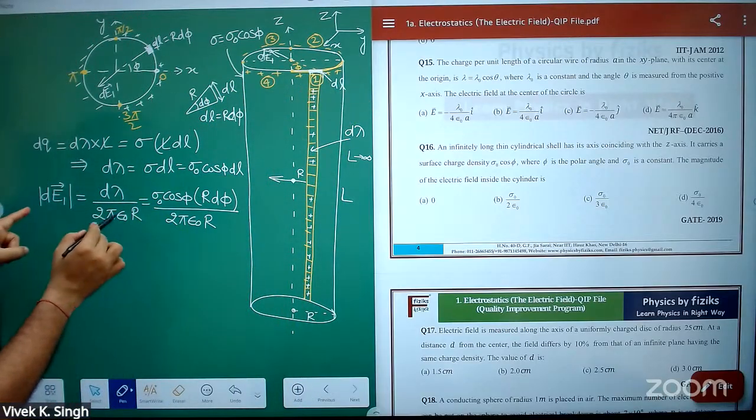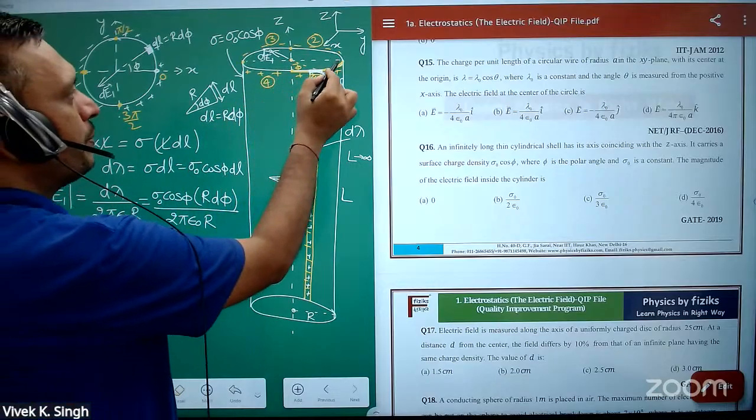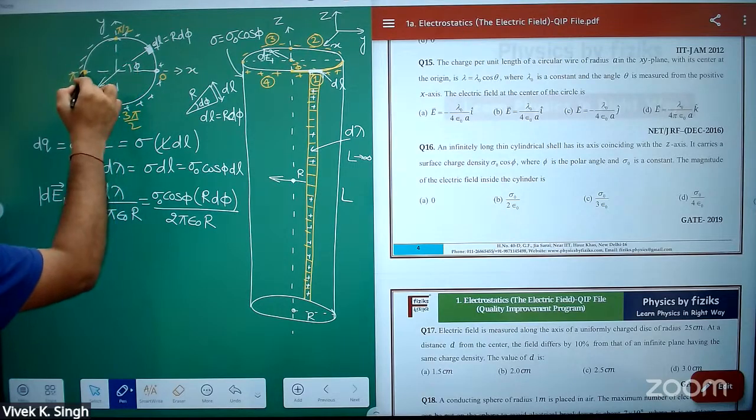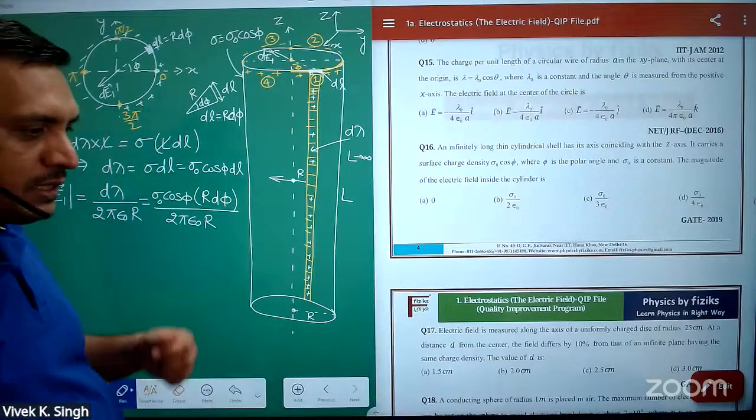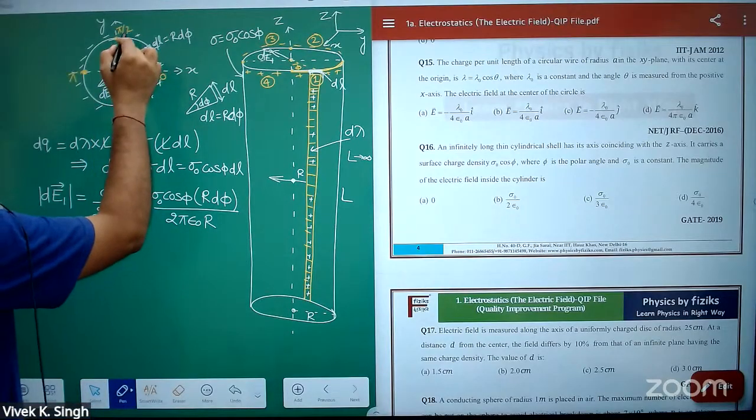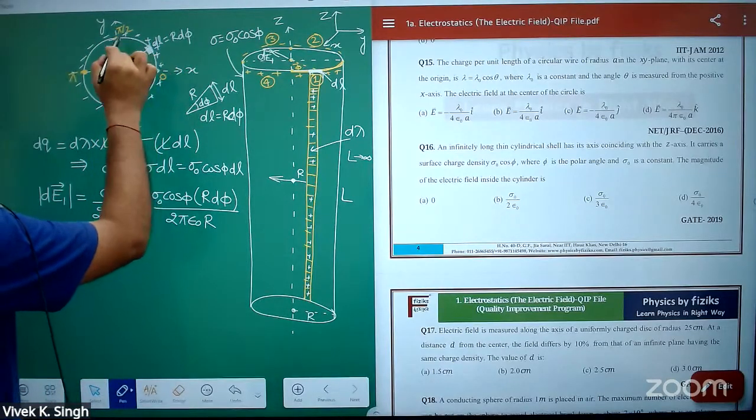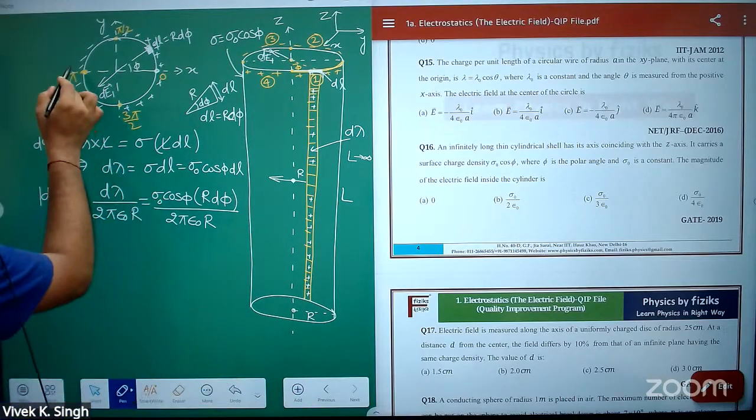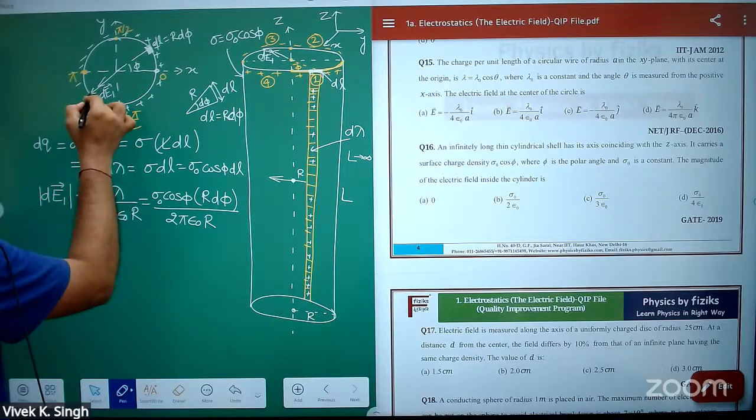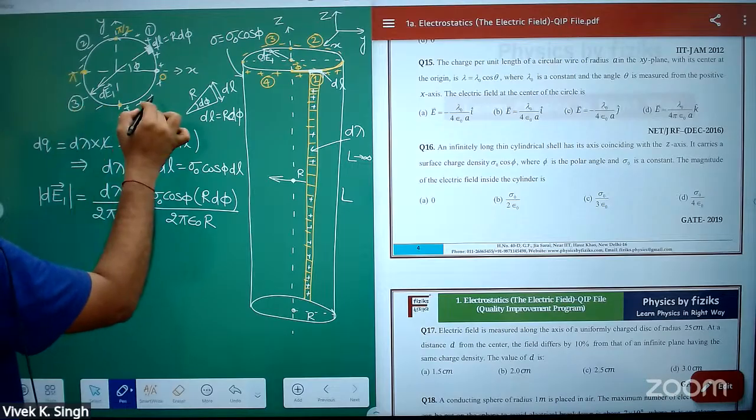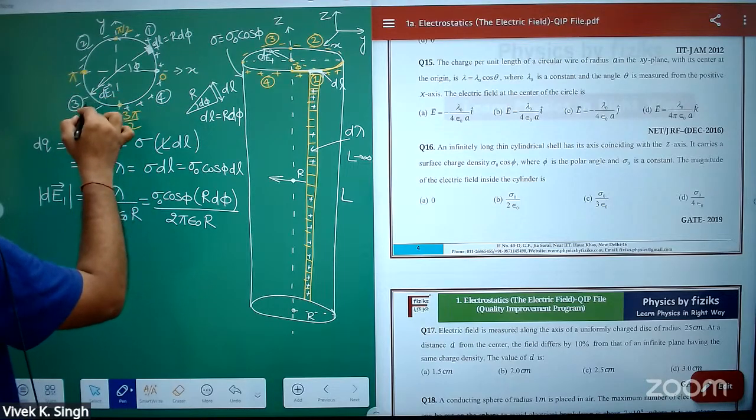So this is for segment 1 only. I have calculated the electric field for phi varies from 0 to pi by 2. But there is a similar segment like this segment, this segment, this segment. In each case, symmetry is the same. So we will find due to the other segments also. This is due to plus charge. This charge is positive, so the electric field direction is away from it. But if you consider this segment, the charge is negative. So this field will be dE. Let's say this is segment 1, this is 2, this is 3, and this is 4. So this will give you dE3.